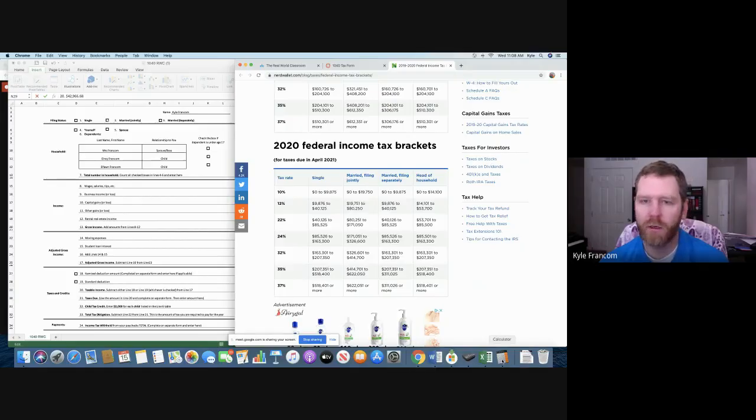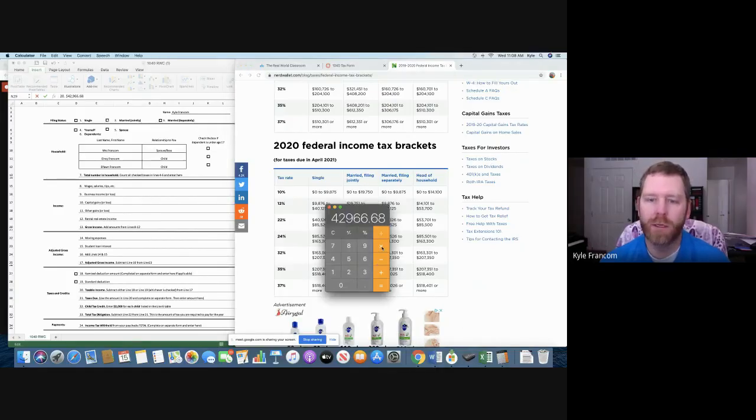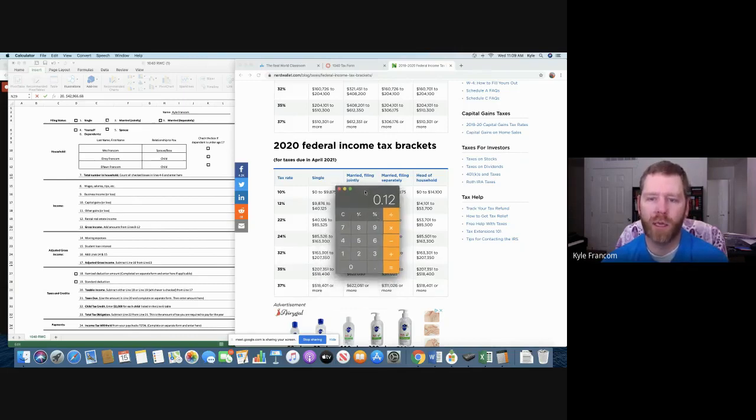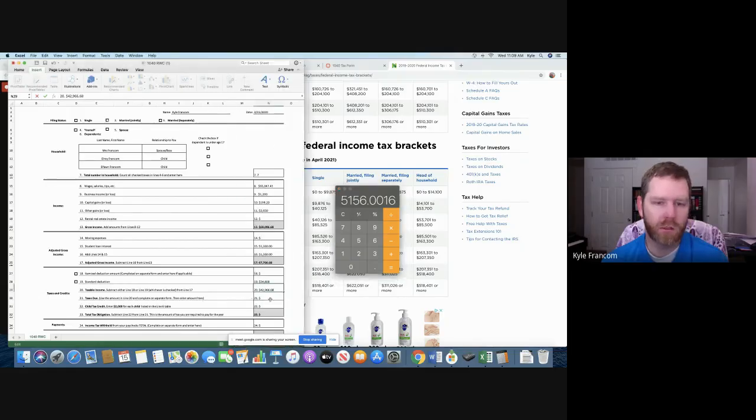Okay, so let's go back. I have my taxable income. I'm going to times that by 0.12. So everybody will need to do that because you're taking your taxable income and timesing it by 12%, which is 0.12, and that will tell me how much I owe in taxes, or what taxes are due. Okay, so that comes out to be $5,156. Okay, that's the taxes due.